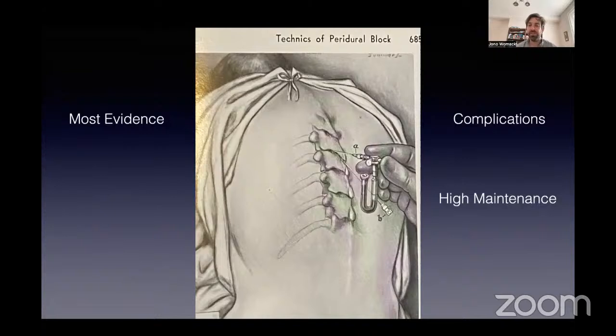I think there is definitely still a place for epidurals in patients with rib fractures, and that's when you've got a really significant number of rib fractures. Most of the novel techniques only block one side of the chest. So if you've got extensive bilateral rib fractures, the epidural is probably still the only technique that's going to cover them all.